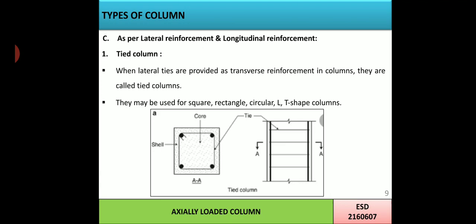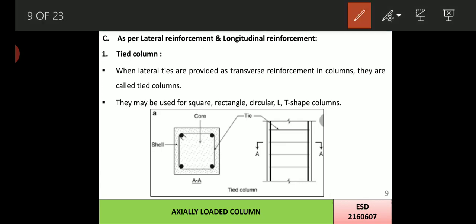Talking about its subcategories, first one, tied column. When lateral ties are provided as transverse reinforcement in a column, they are called tied columns. They may be used for square, rectangular, circular, L, T shapes, etc. for the columns. Now we can see over here, in the elevation, these are the lateral ties. If we show section AA in the plan, it is over here. This indicates the lateral tie, while these four dots indicate the reinforcement, that is shown over here by the vertical line, that is this one. So this and this.